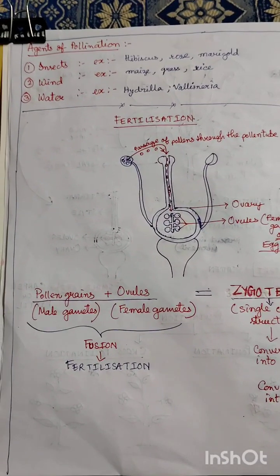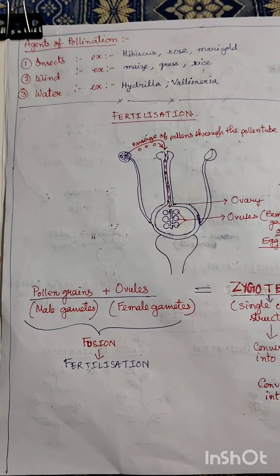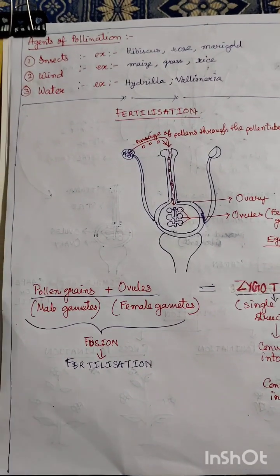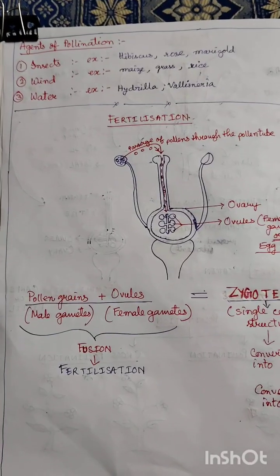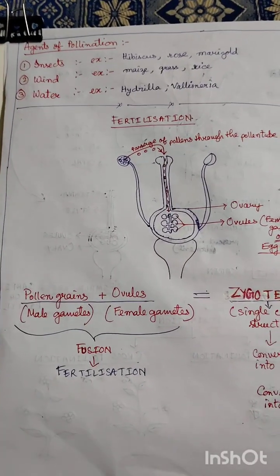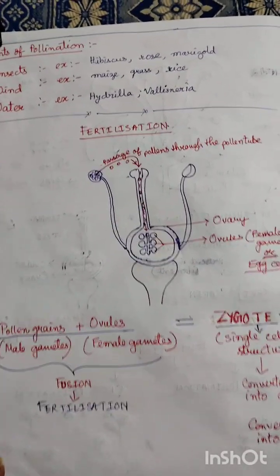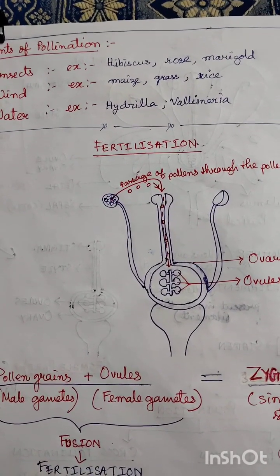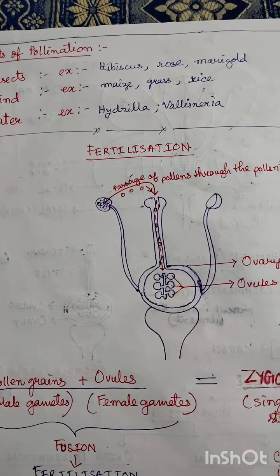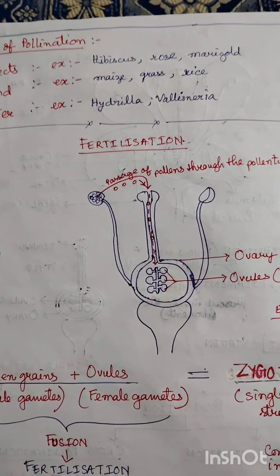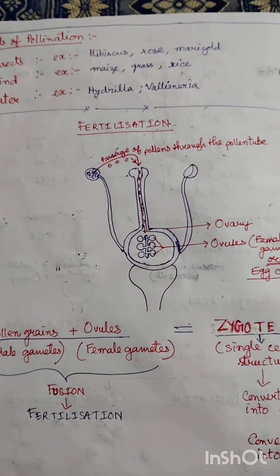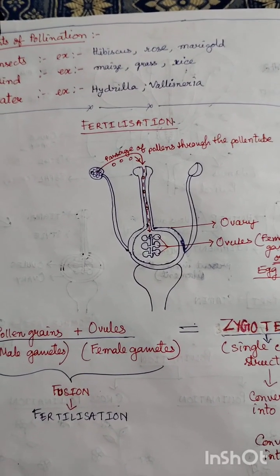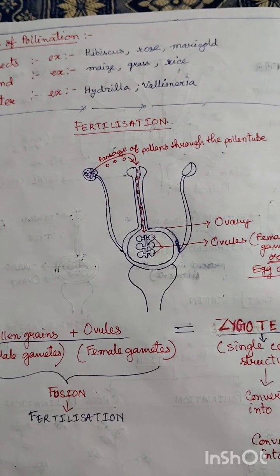The pollen grains are transferred from the anther to the stigma by insects, wind, and water, and they are called agents of pollination. Now, pollination by insects. In this case, the examples are hibiscus, rose, and marigold. That means the flowers of these plants are pollinated by insects.